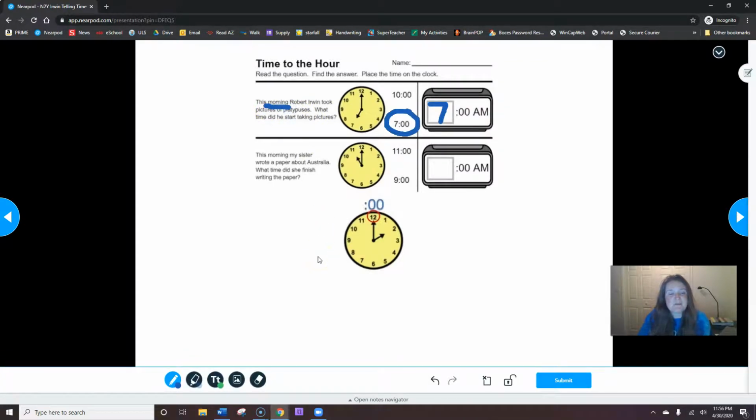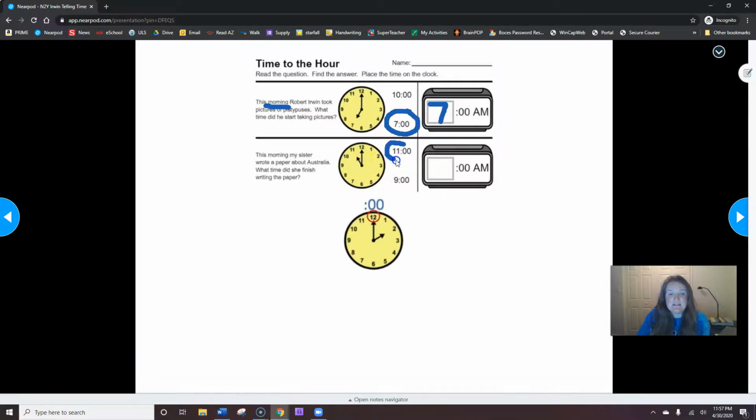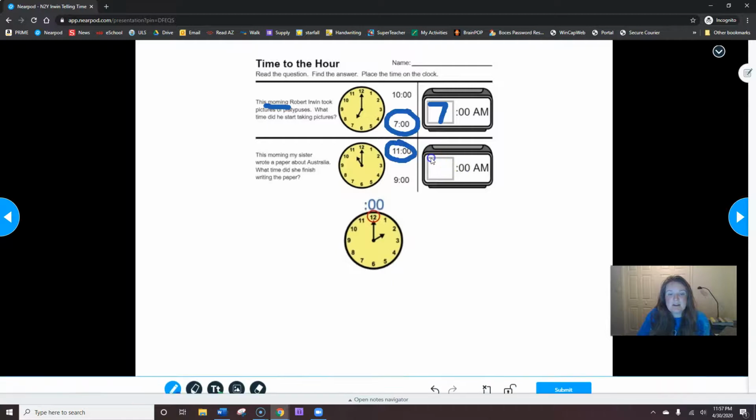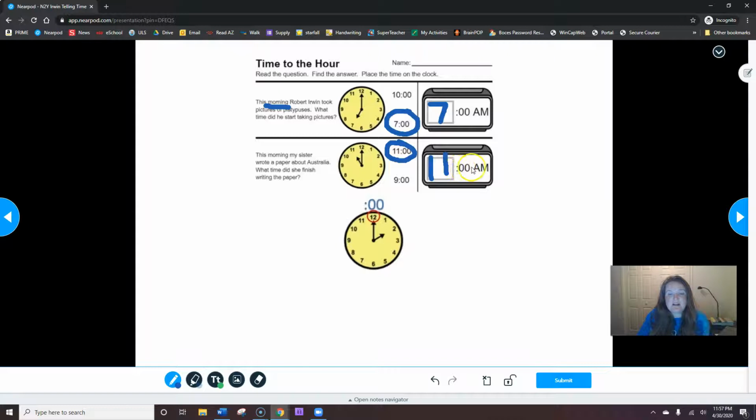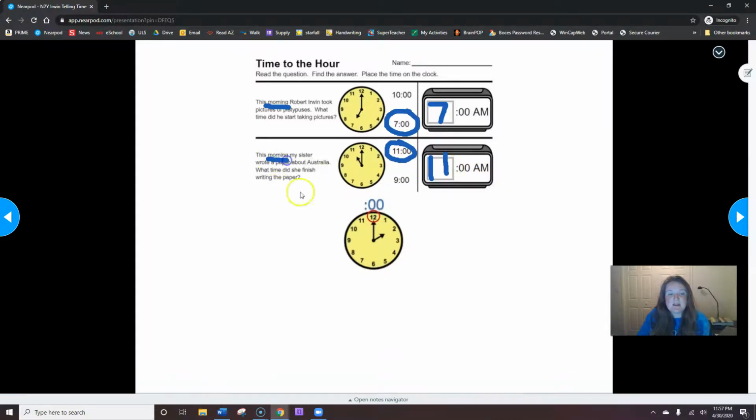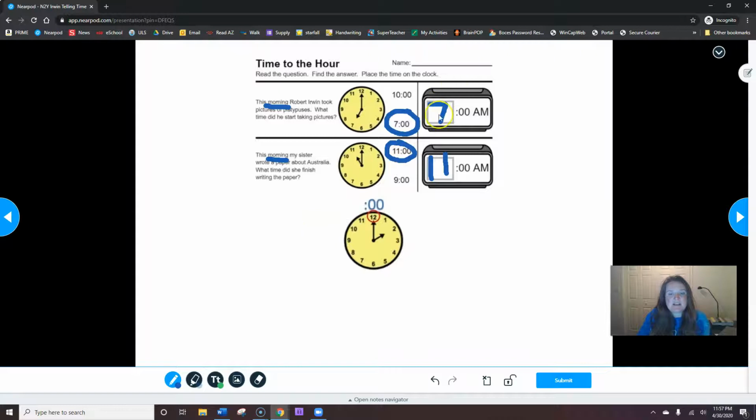Okay, next one. This morning, my sister wrote a paper about Australia. What time did she finish writing the paper? So we need to start with the little hand, and the little hand is pointing right here. It's pointed right there at 11. So it shows 11 o'clock. So we need to put 11:00 and AM because it says this morning. So when you're done writing 7 o'clock and 11 o'clock, you can hit submit.